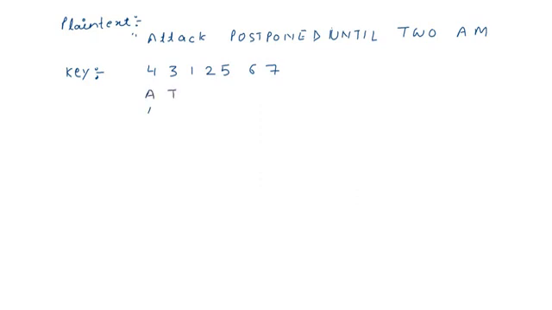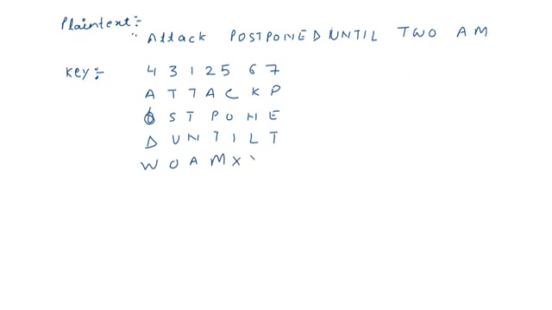A T T A C K P, O S T P O N E D, U N T I L T W O A M. Whatever is left over, we fill with, let's say, X, Y and Z, and if more are left, we again fill with X, Y. We can fill it like this.